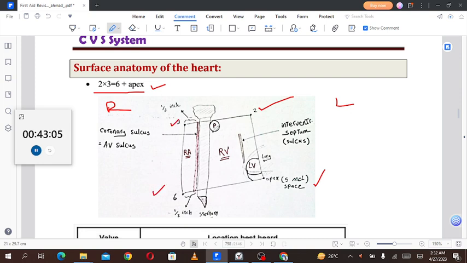Okay, I guess this is what it means. I'm not sure about this picture, so if anyone has a better explanation, kindly explain this in the comment section, because I'm seeing this picture for the very first time. So this is the second intercostal.